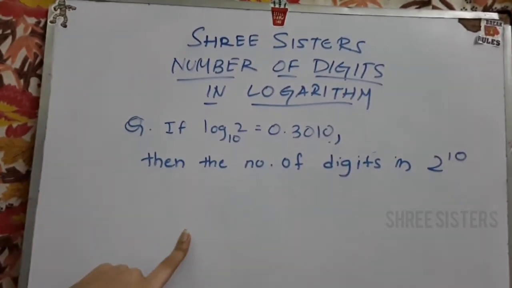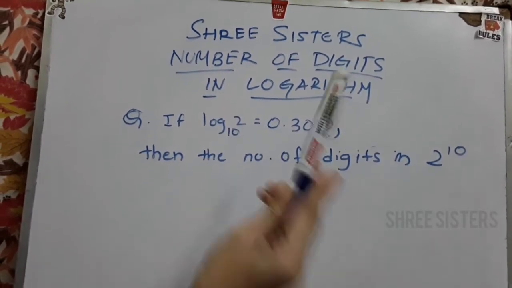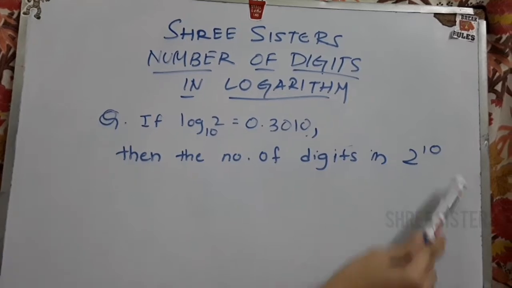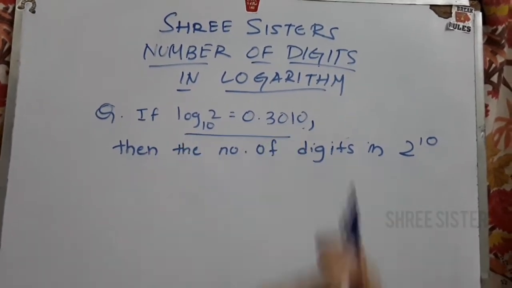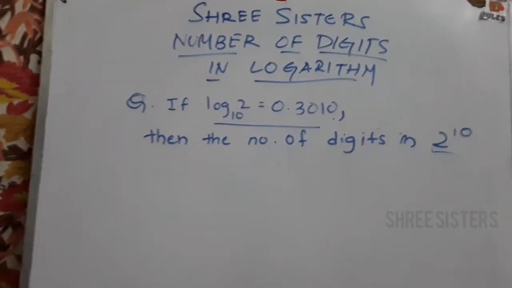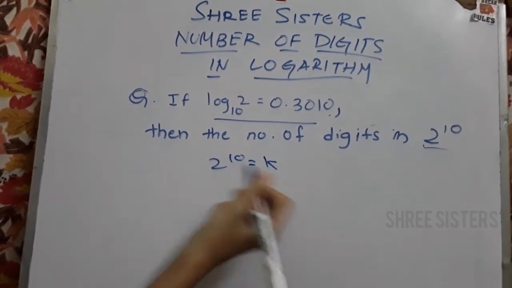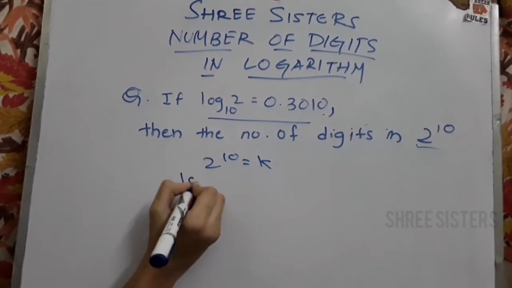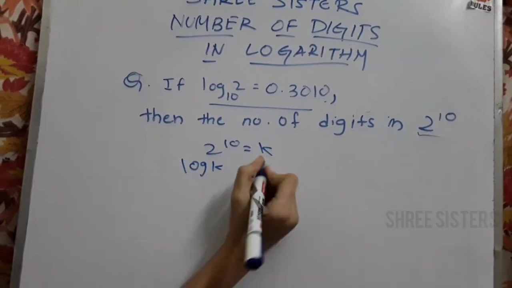The first question we're going to solve is: if log 2 base 10 equals 0.3010, then find the number of digits in 2 power 10. So they gave us the value of log 2 and asked us to find the number of digits in 2 power 10. How should you do it? We should consider 2 power 10 as k. Now log k will be equal to log 2 power 10.